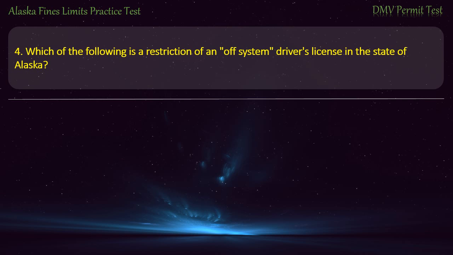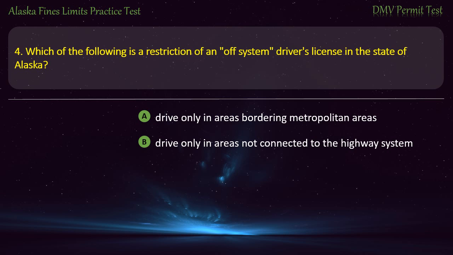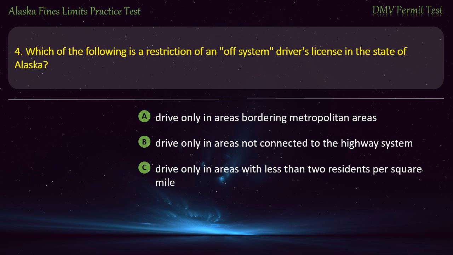Question 4. Which of the following is a restriction of an off-system driver's license in the state of Alaska? Drive only in areas bordering metropolitan areas. Drive only in areas not connected to the highway system. Drive only in areas with less than 2 residents per square mile. Drive only in areas without paved roads. Answer. Drive only in areas not connected to the highway system.